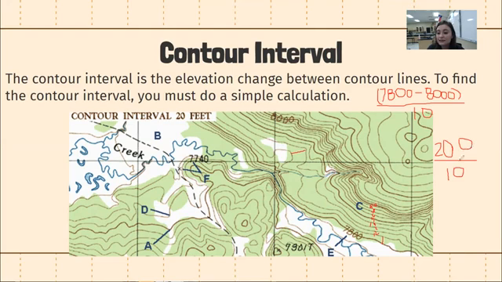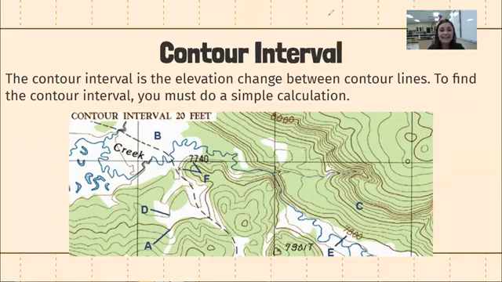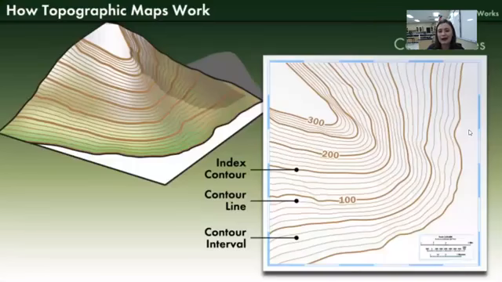So this means knock out the zeros. So we have 20. That is the answer to our fraction here. So 20 is our contour interval. In this case, this was given to us on this map, 20 feet, but it will not always be given to you. So you will have to do this calculation here. Let me clear my drawings.